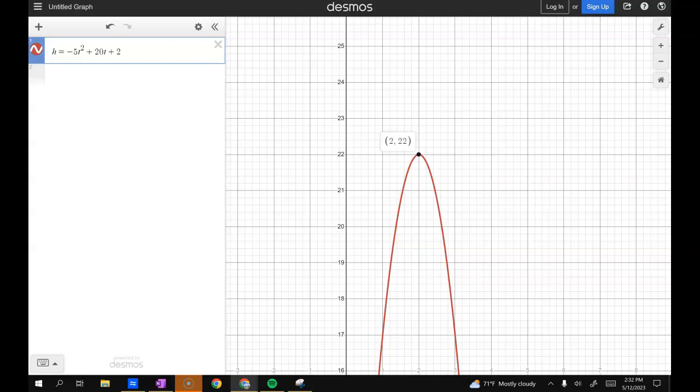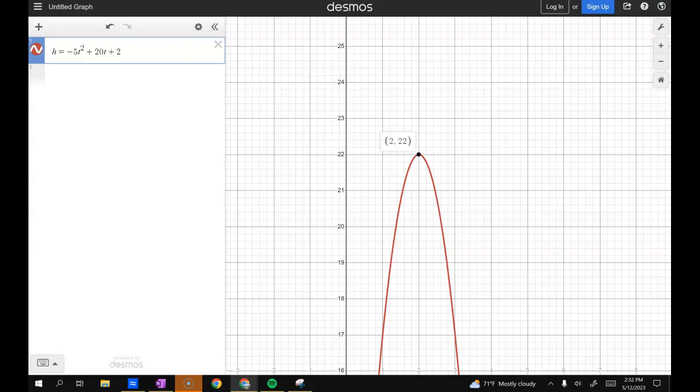So this right here is the highest that the ball will reach. 2, 22. And remember, both of these numbers have units on them. 2 stands for our t value, so how much time has passed. 22 stands for meters, how high it is. So your first number, I'll say it again. Your first number goes with your time. Your second number goes with your height.